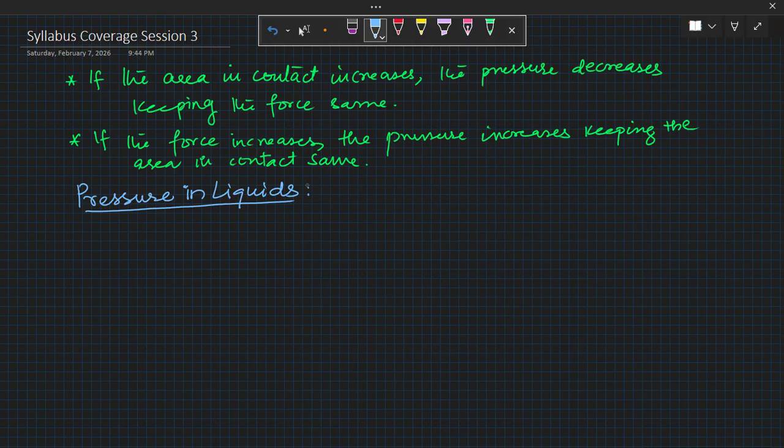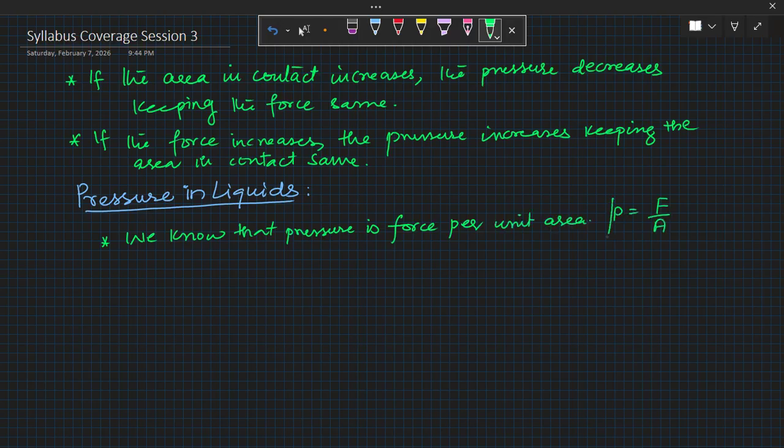So, we have learned this concept that pressure is the force per unit area, right? So what happens? The force acting on the diver is actually due to what? Due to the weight, right? So let's take an example. We know that pressure is force per unit area, right? And the formula for pressure is force per area, right?